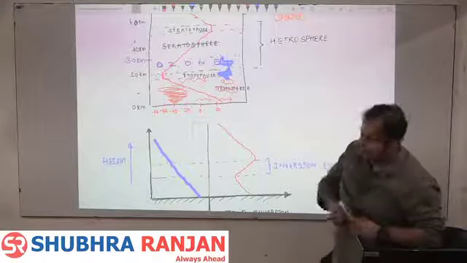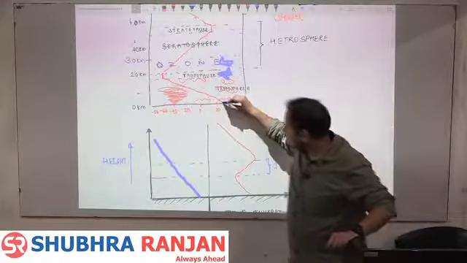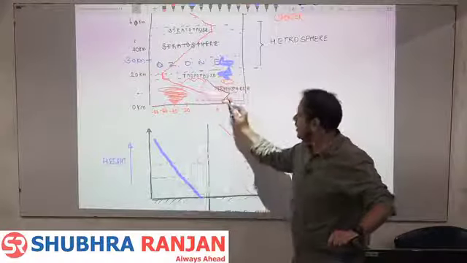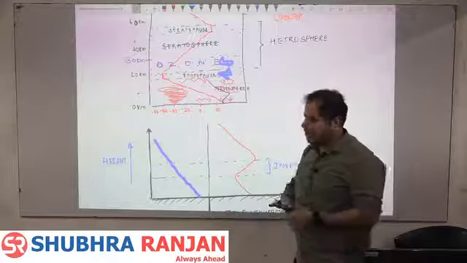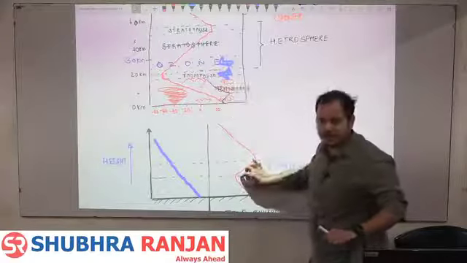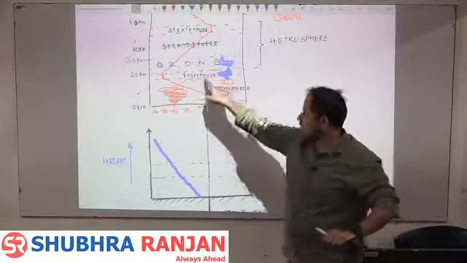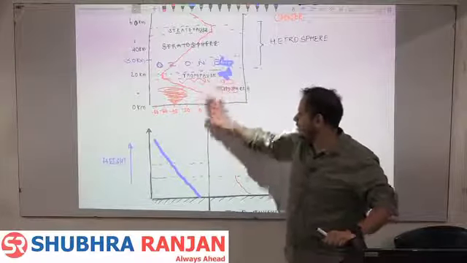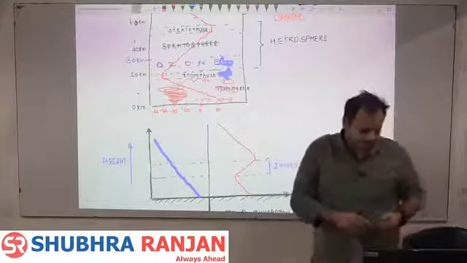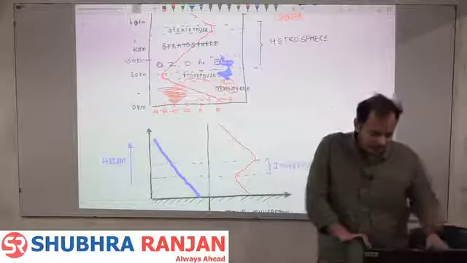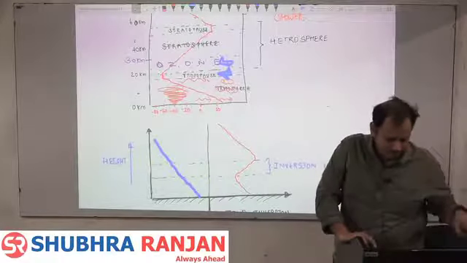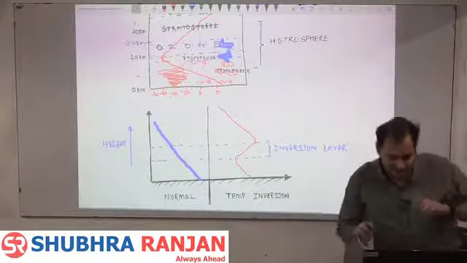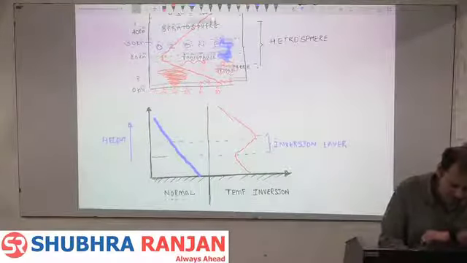But here, instead of the temperature decreasing, if the temperature increases slightly very near to the ground, we will call it temperature inversion. So this diagram applies only to this region. Fine? It does not apply to this region. It does not even apply above. Only near the ground. So the air above, in temperature inversion, remember, the air here is cold.